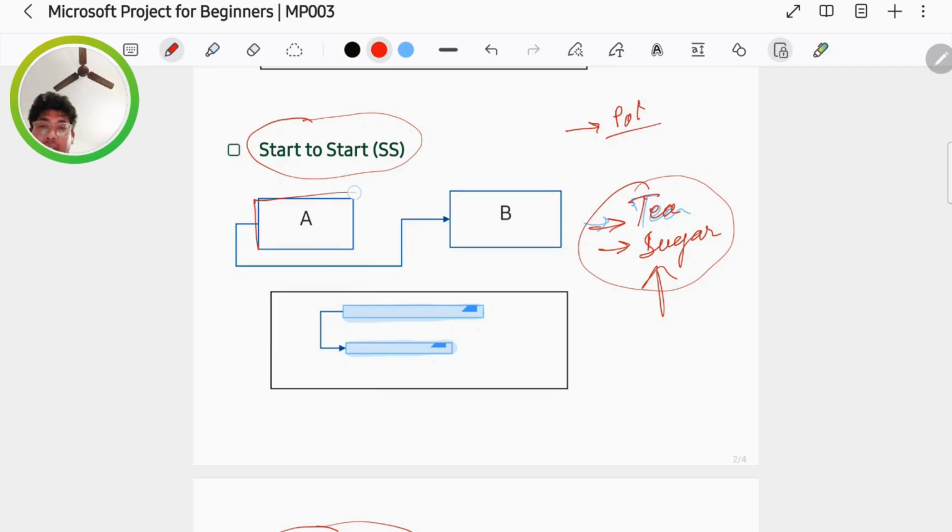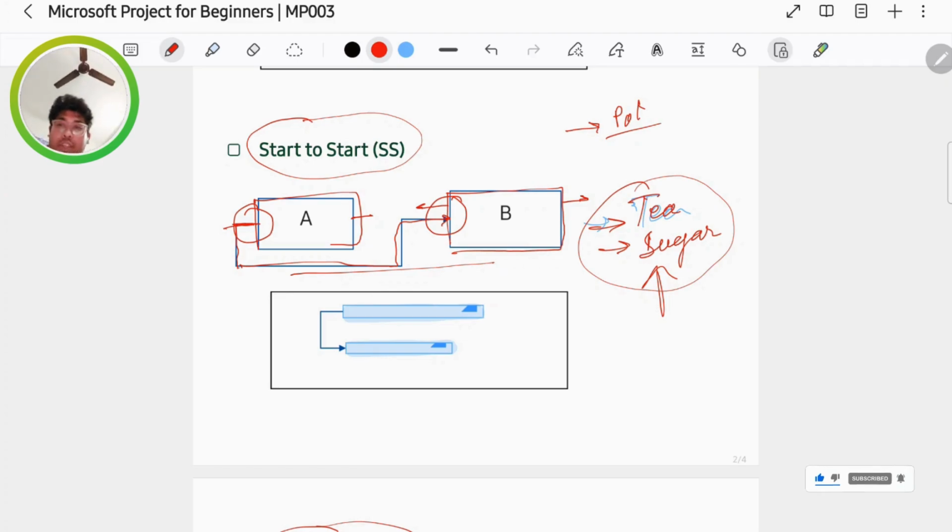See, this is the A box, and this is the start side and this is the end side. This is activity B, with its start side and end side. Always remember that we take the arrow from the start side of A and connect it to the start side of B. That means both of them will start in parallel. Okay, so this is how we understand it in project management. But in Microsoft Project, how will it look?